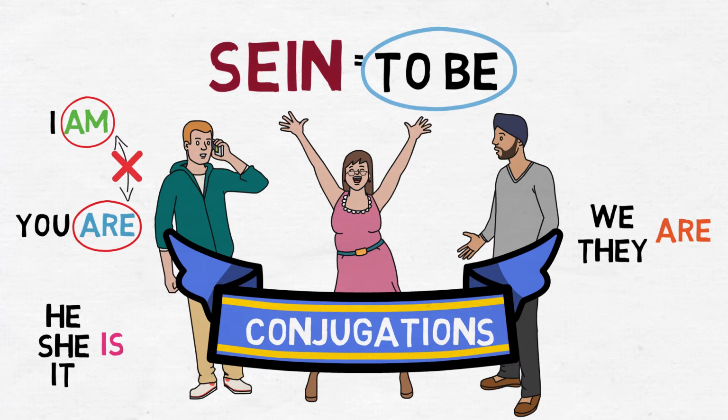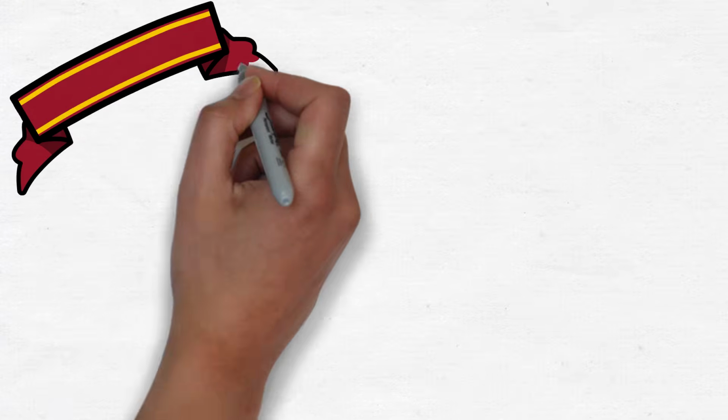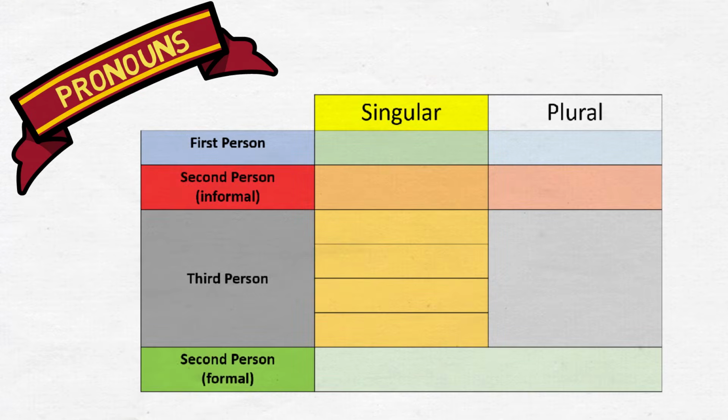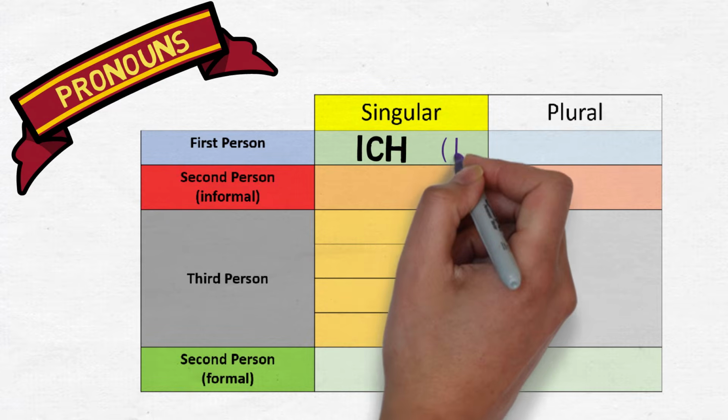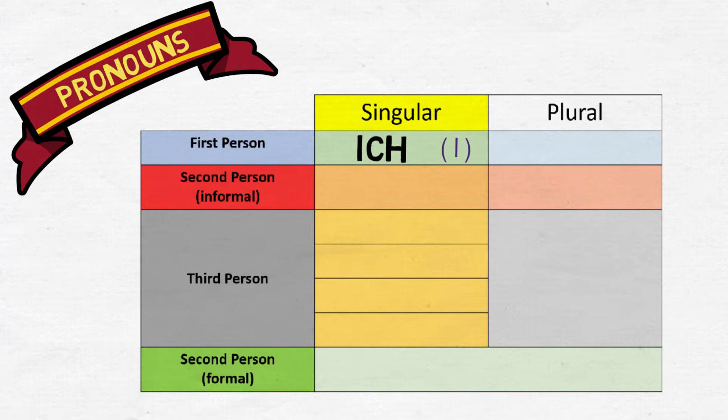For us to fully understand how the German verb sein works, we need to learn the different pronouns that can occur. In German, we have the following 10 pronouns. Ich, meaning I. Du, meaning you, when in an informal situation and you're talking to one person. If you're unsure what I mean when I say an informal situation, please go back and watch lesson 2 by clicking here, where I explain what is meant by informal and formal.